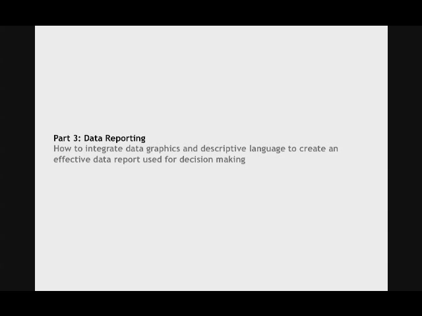So after we've done our analysis and our visualization of that data, how do we combine all of those things and communicate our information to those who will be making the decisions? So how to integrate data graphics and descriptive language to create an effective data report used for decision making.